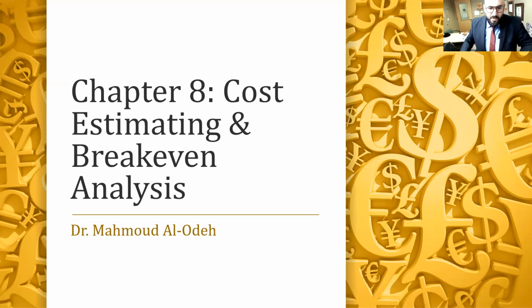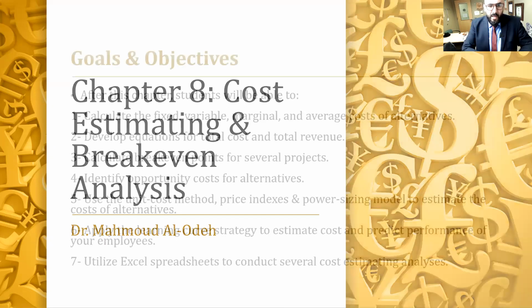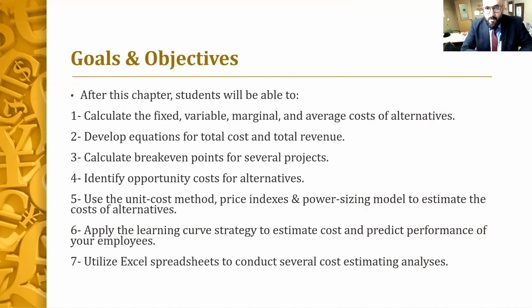So in this chapter, once we finish, you will be able to calculate the fixed, variable, marginal, and average cost of alternatives. So we will learn in this chapter about these different types of cost: fixed, variable, marginal, and average cost for different alternatives.